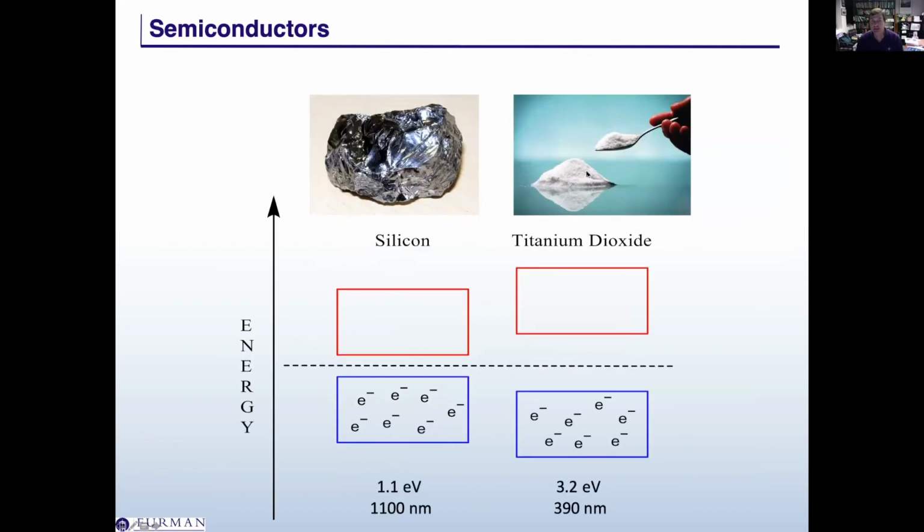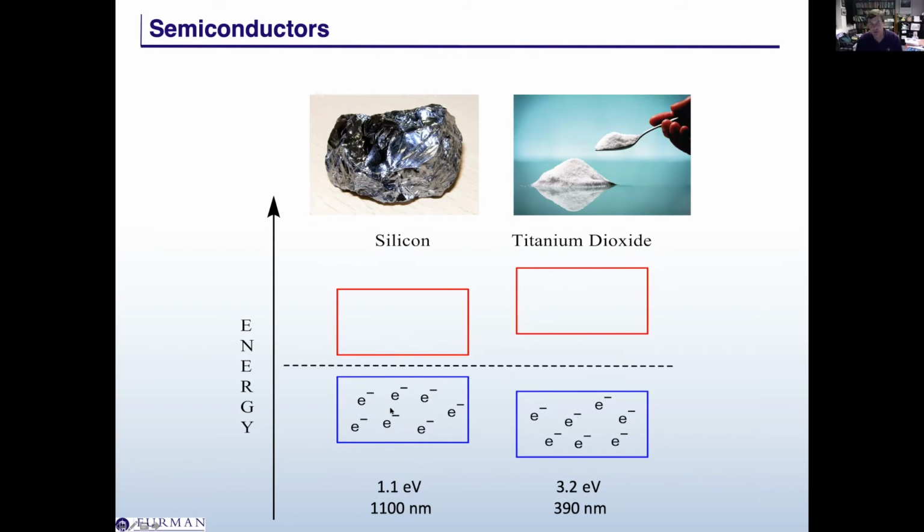So here are two substances. The one on the left is pretty deeply colored, it's silicon. The one on the right is titanium dioxide, it's white. These are both semiconductors. Silicon has a home for its electrons, and it has empty homes for electrons, and there's only a small cost between where they live and where they don't live. Titanium dioxide, there is a large energy cost between where they live and where the empty homes are.